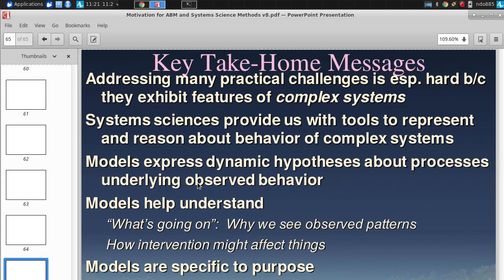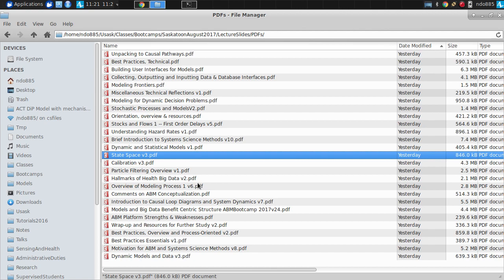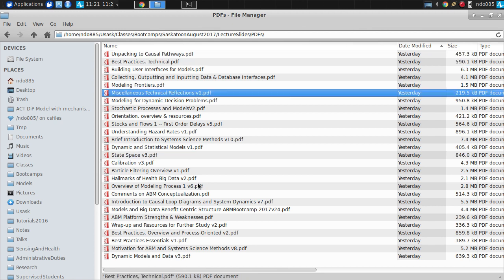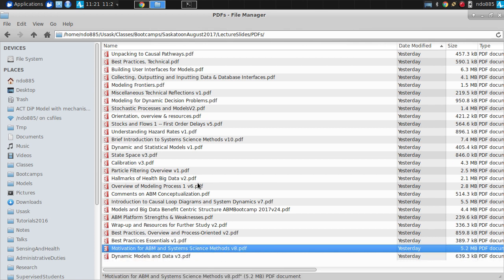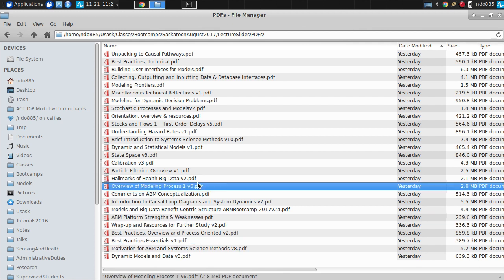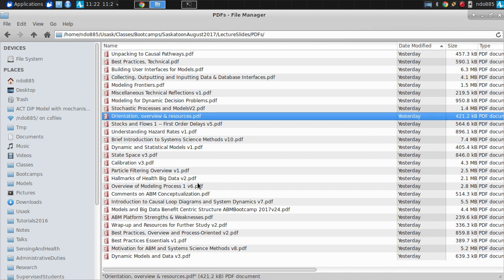Now, in the course of this boot camp, we will be focusing on three major types of models, three major traditions of modeling, as it were. And I'm quickly going to comment on those three major types here.